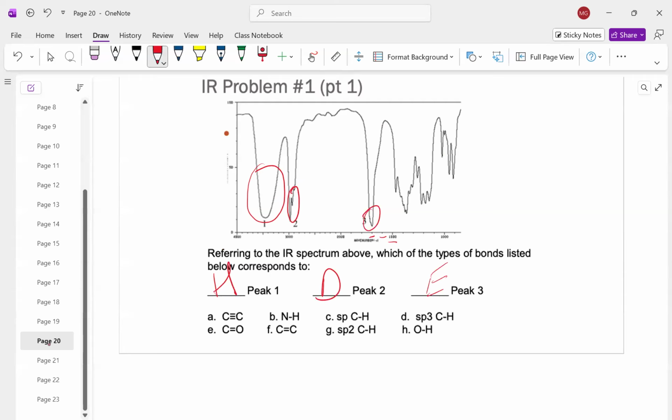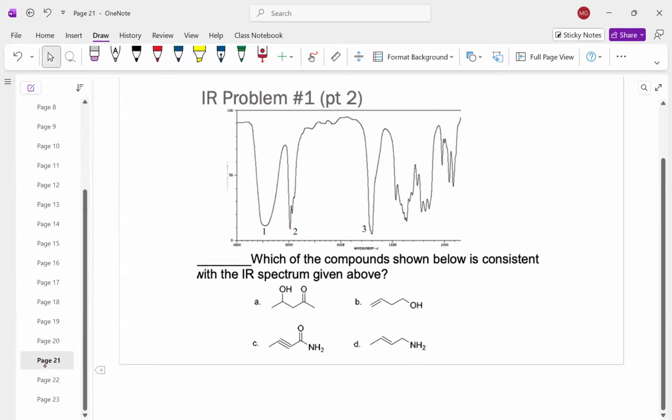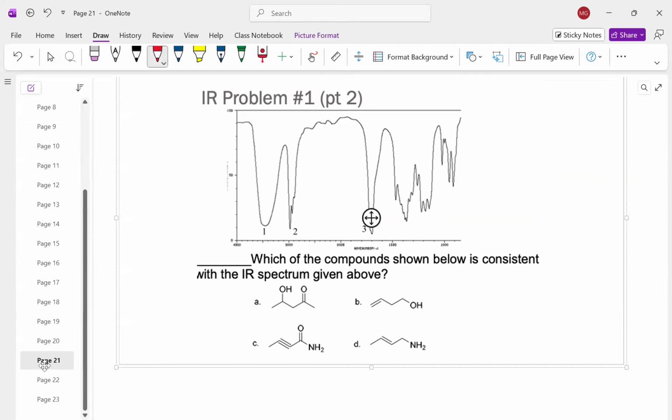Now, the next problem on the page is going to have us pick out, based off of what we wrote here, the structure of the compound, which is pretty much the only way we could actually do any structure relationships with IR, if we have a list to look at. So let's take a look at that list here. Which of these is consistent with the IR that's shown? Again, I'm just going to draw in what I put down on the previous page. That's an OH, that's an sp3 carbon hydrogen, and that's a carbon oxygen double bond.